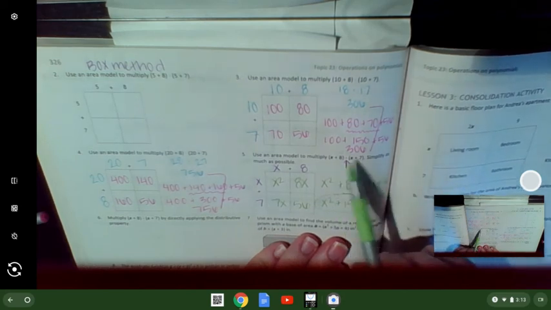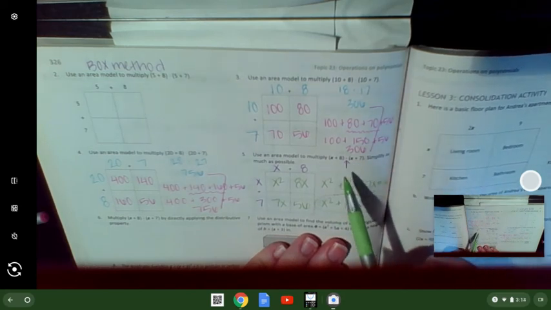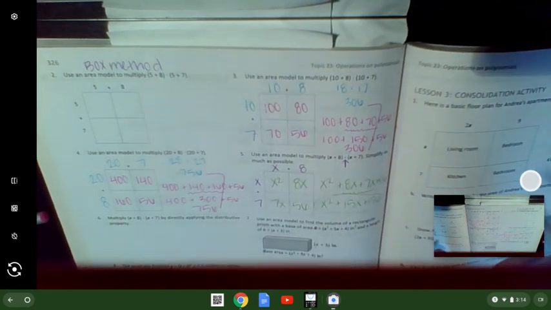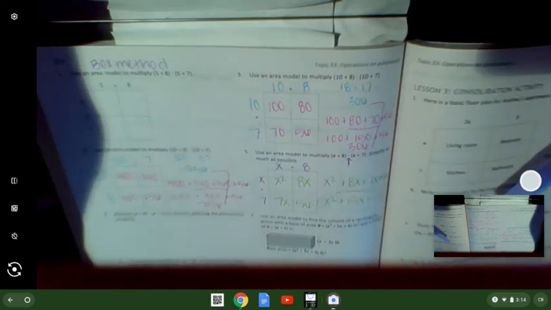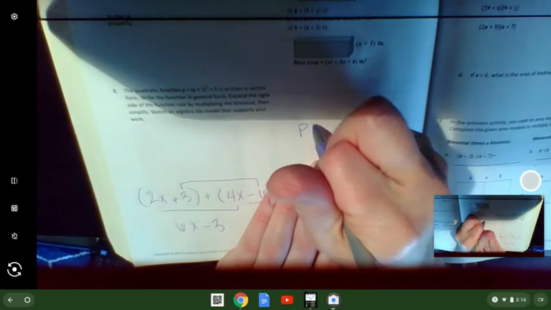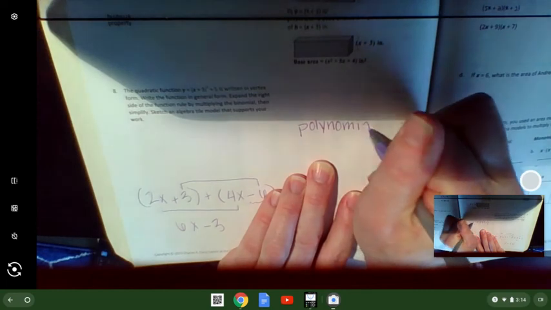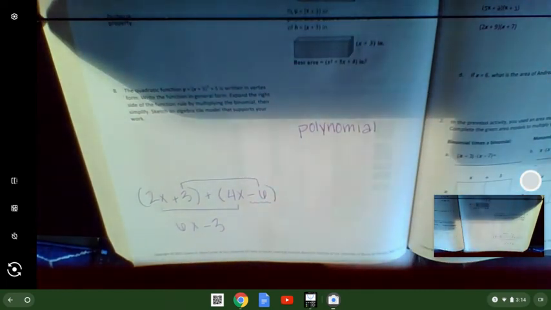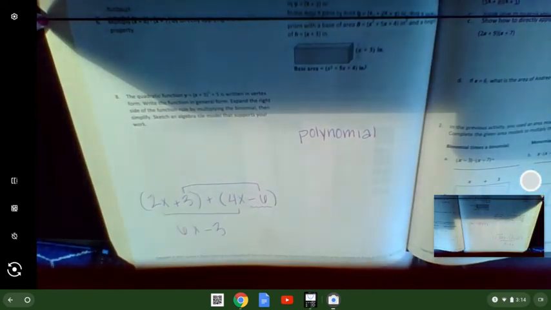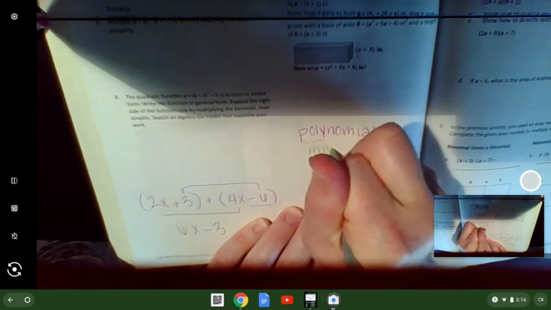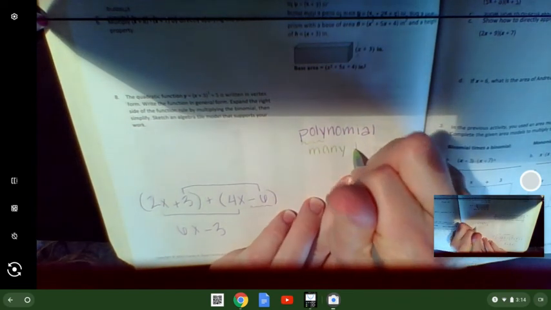Now, it's tough sometimes to say, hey, I multiplied these sets of terms. So that's where the word polynomial comes from. Polynomial, I'm going to write this down here at the bottom. It's just a good math word to know. Poly is a prefix you may have heard in pre-algebra, 7th, 8th grade math. Poly is a prefix that means many. Polynomial literally means many terms.